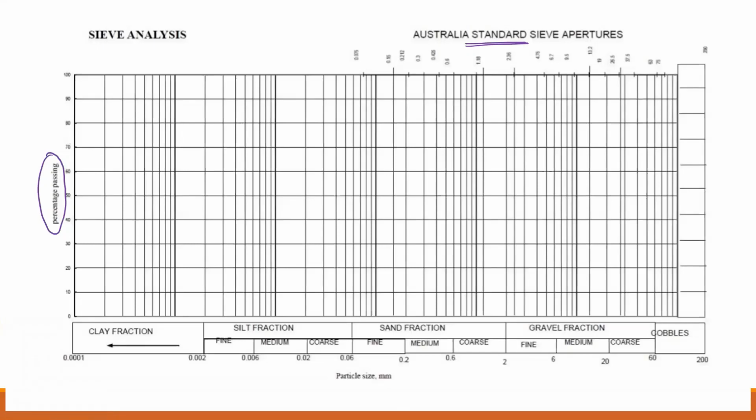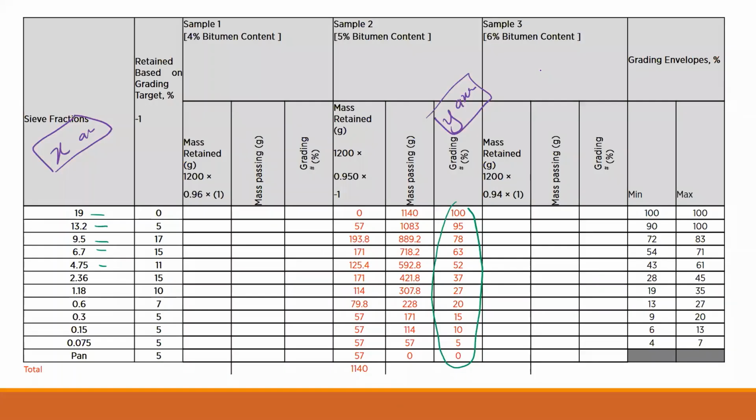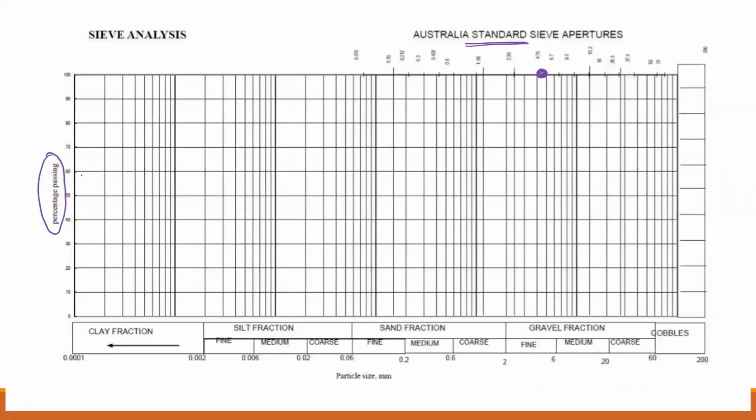So for example, 4.75 is here, and the percentage passing for 4.75 is 52%. So you find the 52 here, somewhere here. So you can plot this. Likewise, you plot all the points and you get a graph like this.